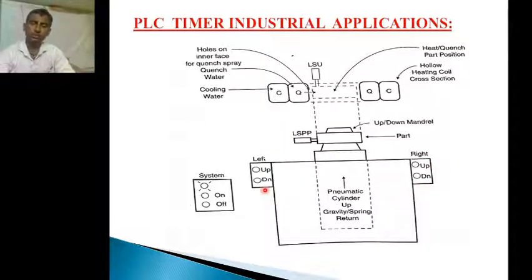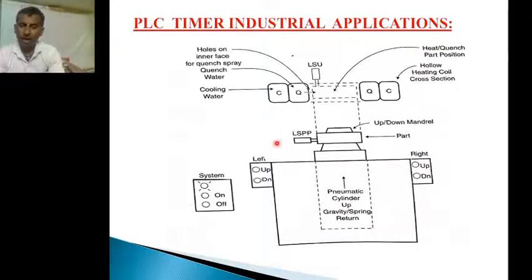So what does the procedure mean? First we press the master start button, then we place the part we want to harden on the mandrel. Because of gravity, spring control or pneumatic air control, the mandrel will be moved in the upward direction.